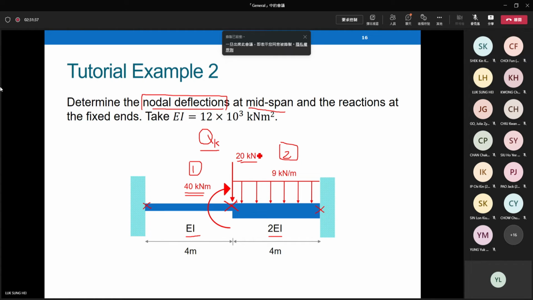Okay. Then the UDL, 9 kilonewton per meter, is a uniformly distributed load. In terms of our classification, it is so-called intermediate loading because it applies between the two nodes. So this value will be located within our fixed end force vector, Q0. So you have to know which information should be arranged into which vectors, which part of our equations. Otherwise, your formulation will be slightly different. Okay.